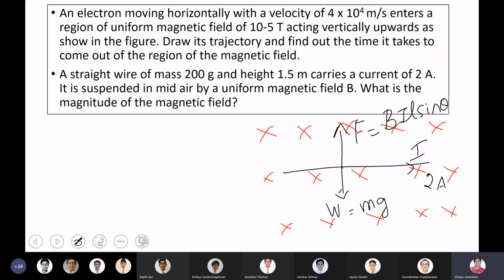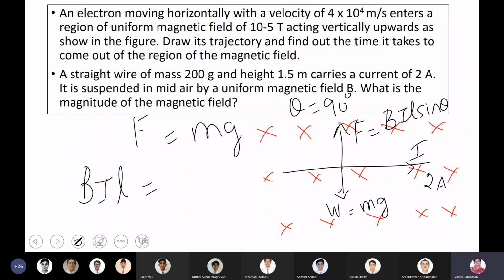So if the wire has to get suspended in mid-air, F will be equal to m into g. The theta will be 90 degrees. This is the angle between the direction of the current and the direction of the magnetic field. The conductor which is carrying current is lying on the plane of your monitor. So BIL must be equal to mg. So find the value. Take g as 10 meter per second square. Mass you have to convert, 200 into 10 to the power of minus 3 kilogram. The length is given.